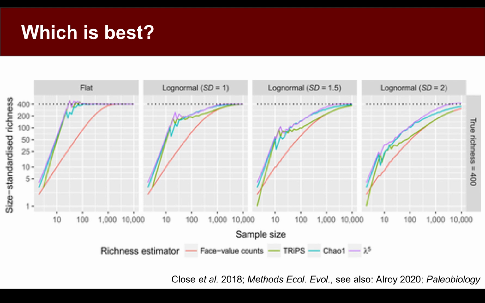But of course, that's not very realistic. The more realistic distributions, the three right-hand values, don't get there quite as quickly, although they do tend to do better than the face value counts. So this doesn't perfectly tell us which is the best one.